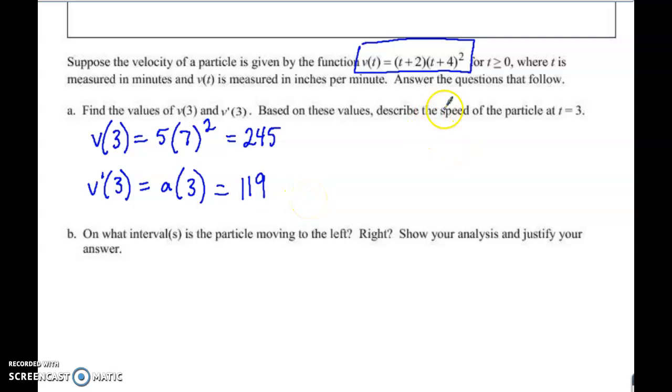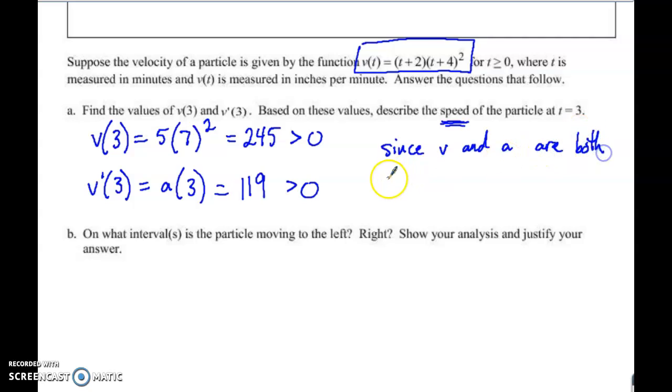So based on these, what's happening for the speed? Well, all we care about is that this is positive and this is positive. So we can deduce, because they are the same sign, since velocity and acceleration are both positive, same sign, speed is increasing.